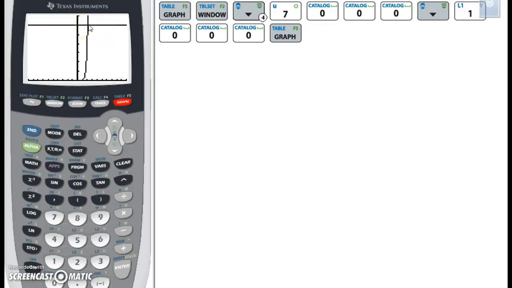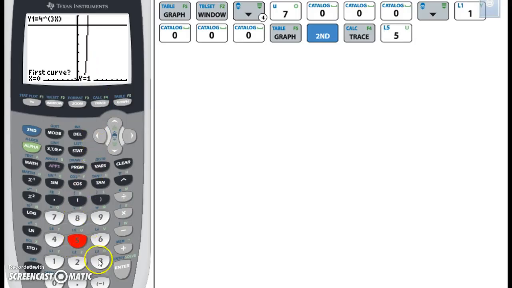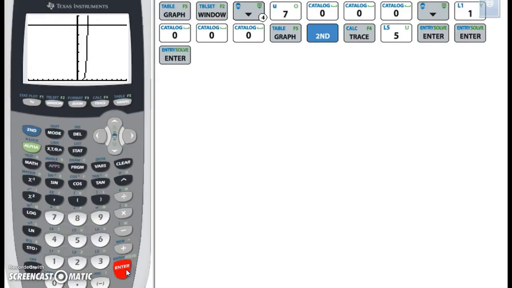And so for the calculator to give you that intersection, you're going to hit the second and then the trace key. And we want intersection, so choose number 5. And we're going to hit enter a few times. First curve, second curve. It does a really lousy guess. And then here's our intersection. When x is right around 2.1, our y coordinate is 6,000. Again, we're going to have to round that off a little bit.